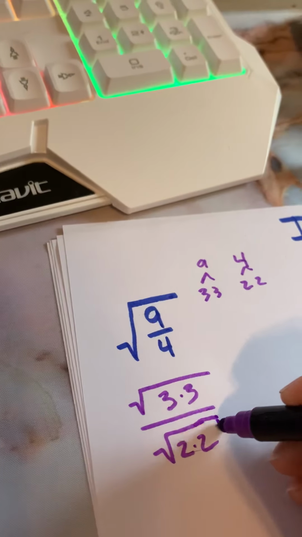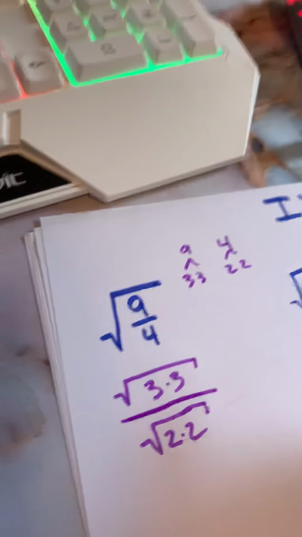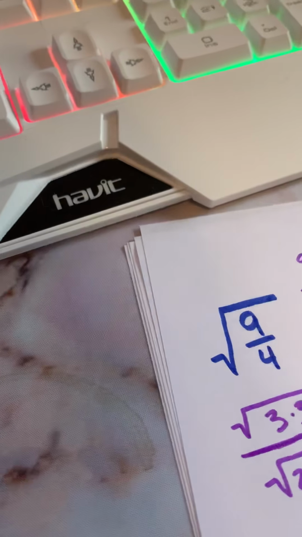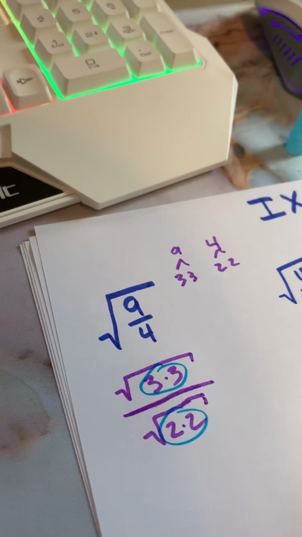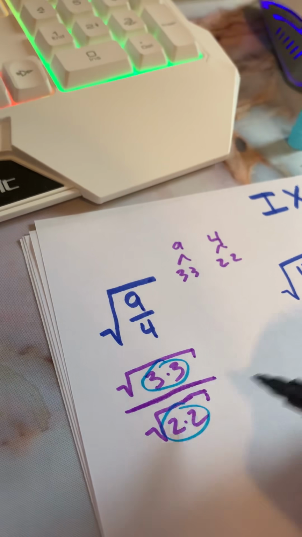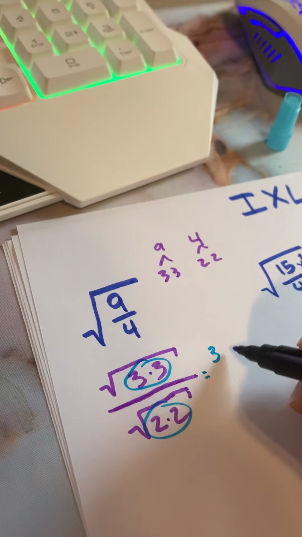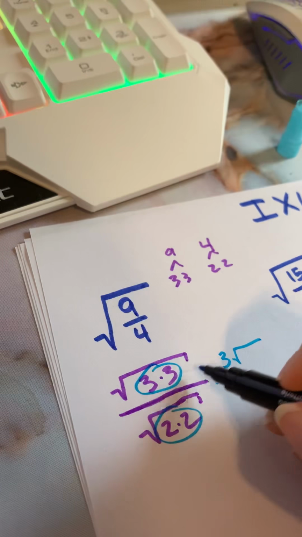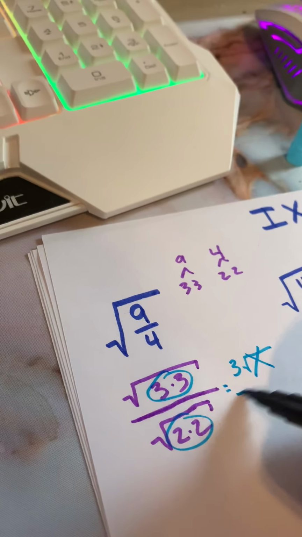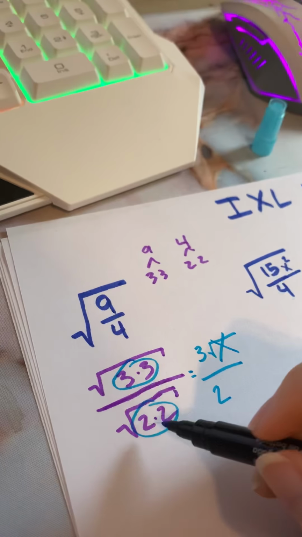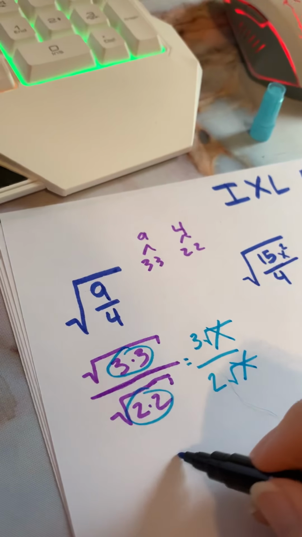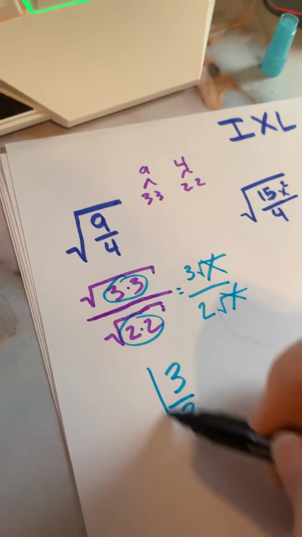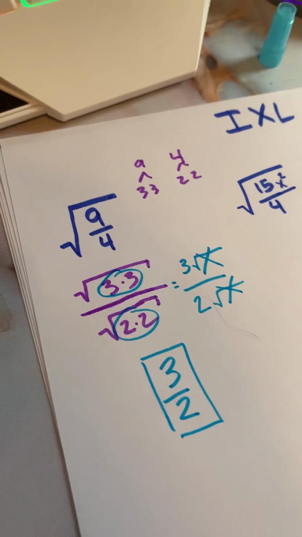So the same thing we were doing before, it's just you have two of them at one time and they're a fraction. So we're going to look for our pairs. I've got a pair of 3s and I have a pair of 2s there. That means for this top one on the outside, we're going to have a 3, but there's nothing left over, which means the square root's going to go away. Same thing's going to happen on the bottom. The 2 goes to the outside and we're going to have an empty square root. Means our final answer is just 3 over 2. There you go.